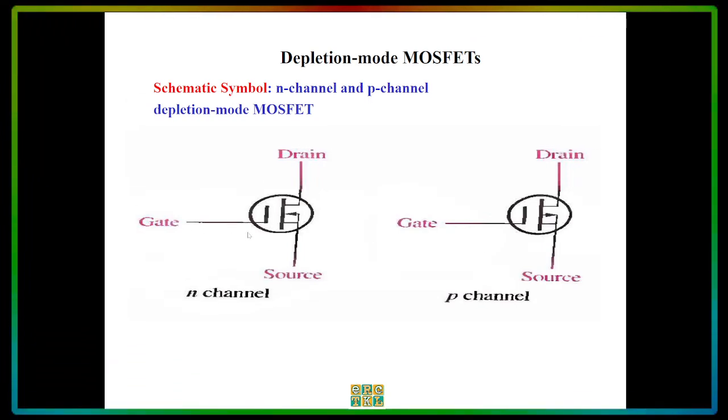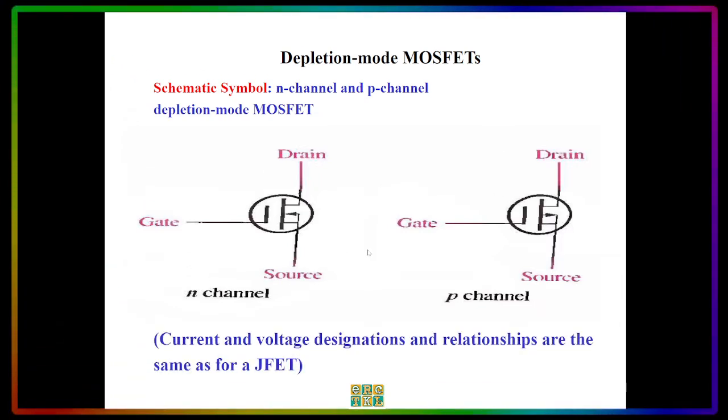On the gate, you will see a line here. And on the right side, we have the drain at the top and the source at the bottom, with a connection in the middle part of the arrow here. On the other hand, we have the same symbol here, the drain, the gate, and the source. Only the direction of the arrowhead is different: it is pointing outward, while the N-channel is pointing inward. Now, the current and voltage designations and relationships are the same as for a JFET.